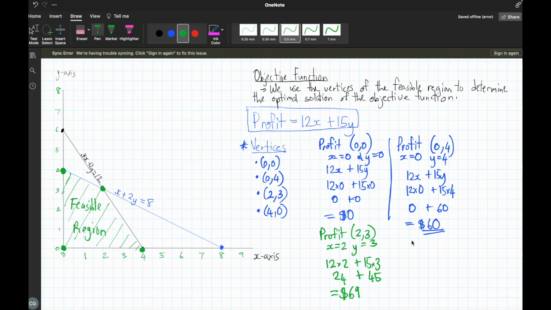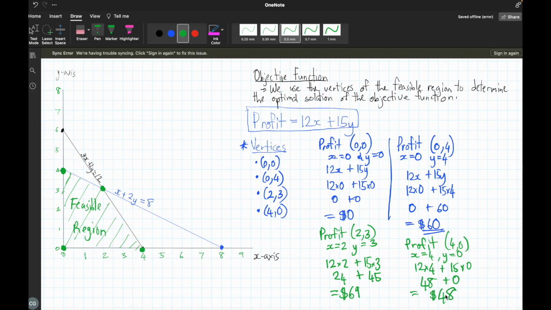Now let's look at the last one before we finalize which one is the winner. So we have profit for 4, 0. So x is equal to 4, y is equal to 0. Then 12 times 4 plus 15 times 0. 12 times 4 is 48, plus 15 times 0, which is 0. That's basically equal to $48.